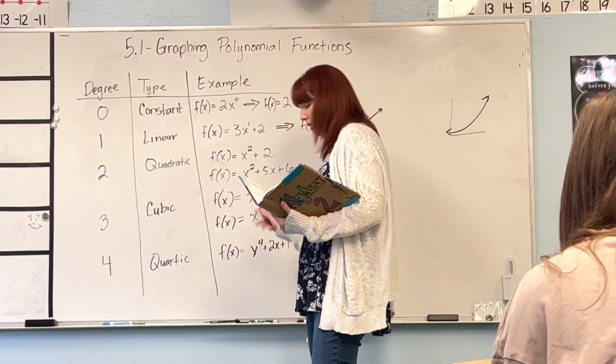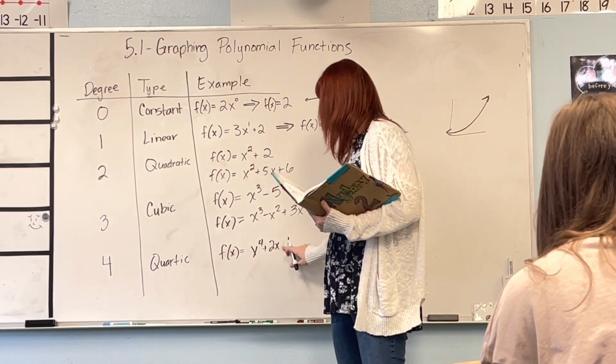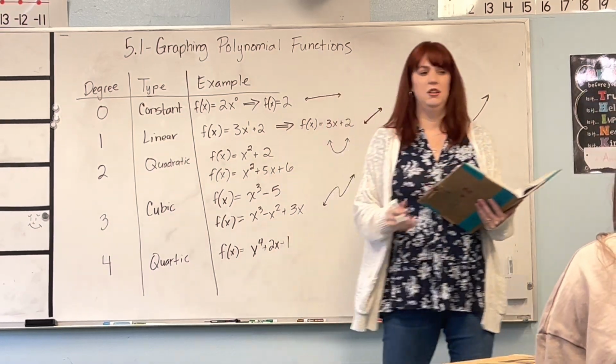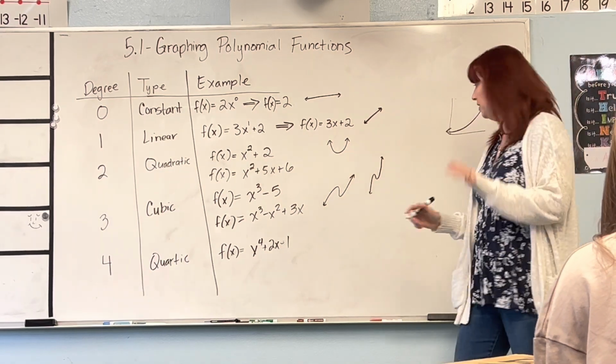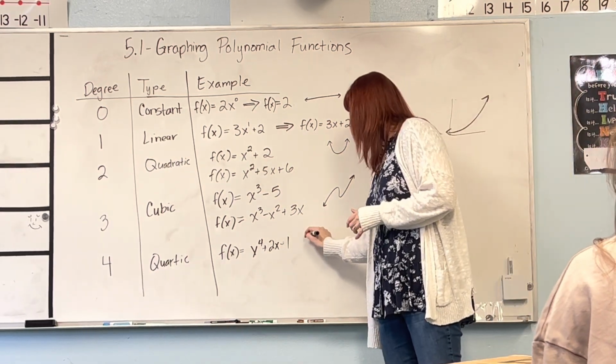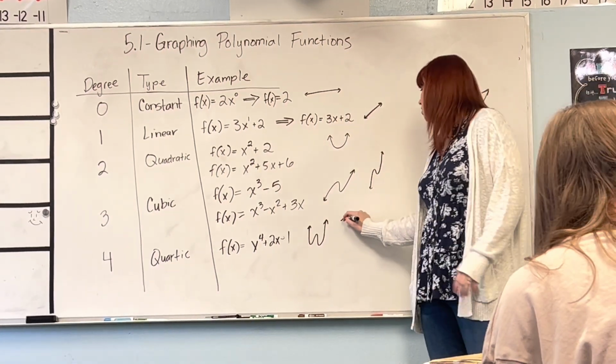How would that look? Let's see a graph. Let's see a purple quartic. Now, there can be stretches, shrinks, all kinds of transformations of it, but in general, a quartic looks like this. It's a W.